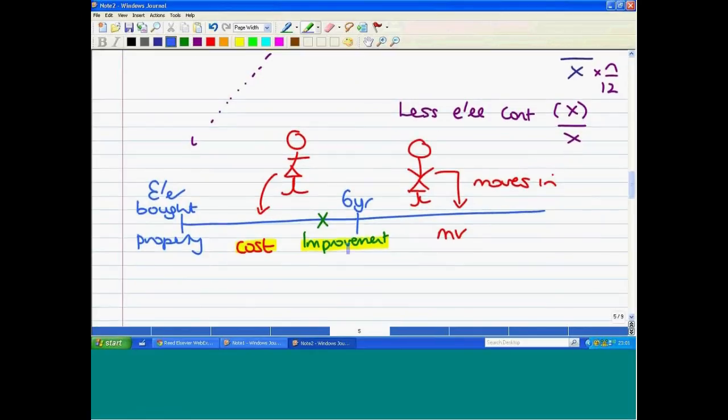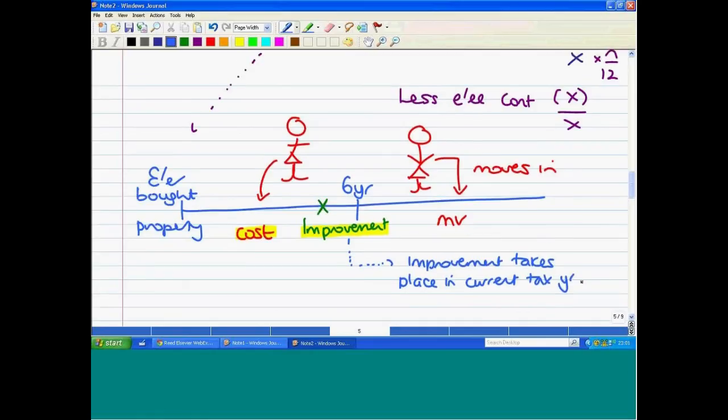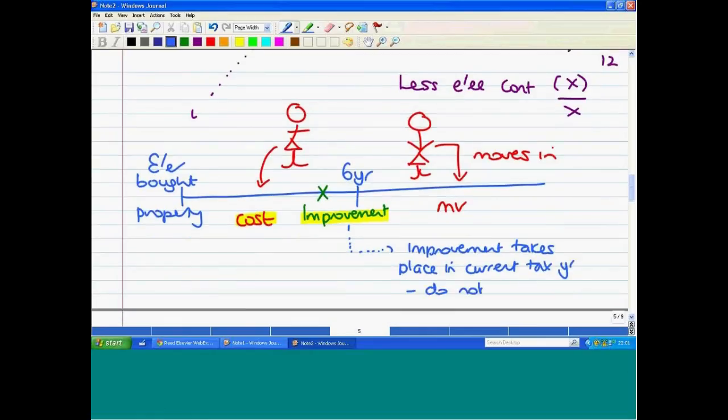So the general rule with improvements is if the improvement takes place during the tax year that you're considering, you don't apportion it, you have to have full use of it for the year. So that means if the improvement takes place in the current tax year that you're considering, you don't add it on. But then, of course, the following year, you will have full use of it for a year, so you would then add it on in the following year.